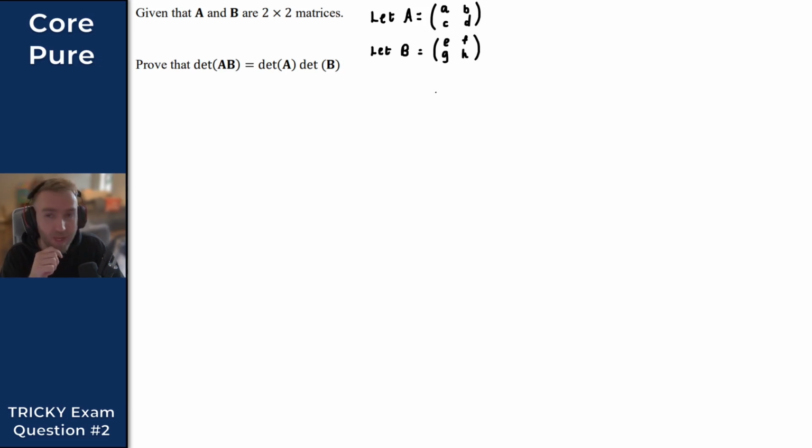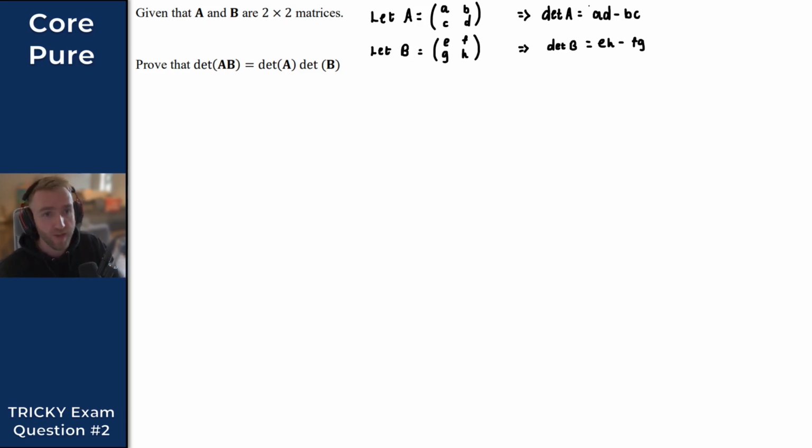Let's find the determinant of A and the determinant of B. The determinant of A, det A, should be really straightforward. It's just going to be AD minus BC. Then we repeat this process for the determinant of B. Again, nice and straightforward: det B is just going to be EH minus FG. Perfect. So we've got the determinant of A and the determinant of B.